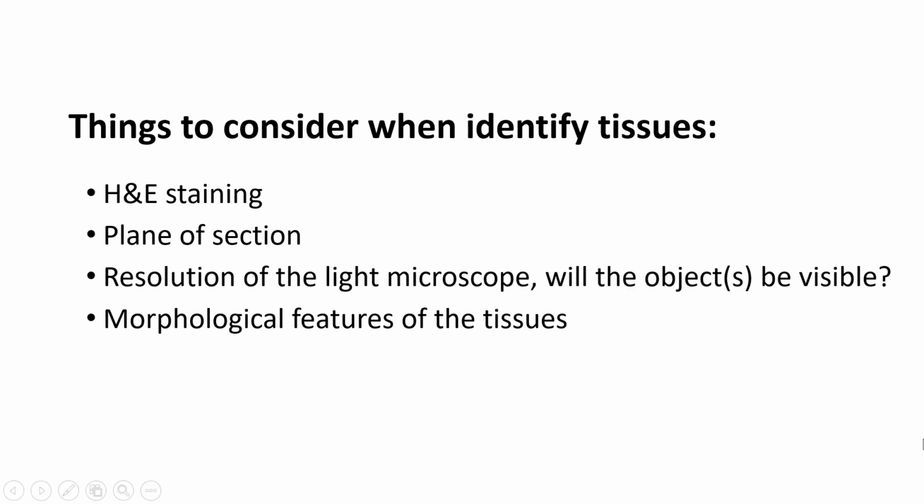So some things to consider when identifying the basic tissues are H&E staining. What's staining? Okay, the plane of section, the resolution of the light microscope. And the importance of that is, will the object or objects even be visible with the light microscope? And then finally, what are the morphological features of the tissue?